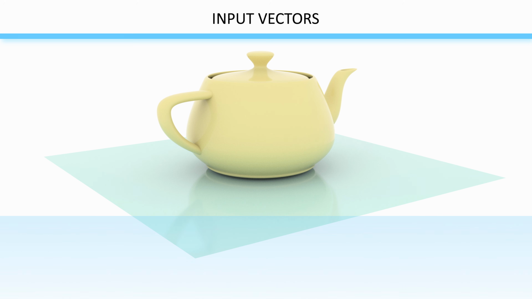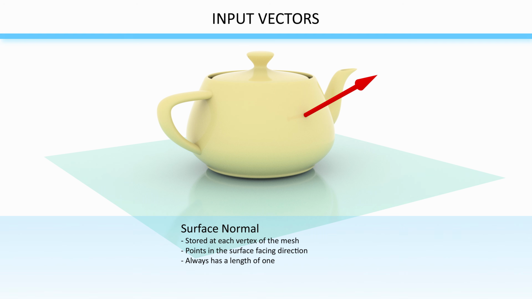In computer graphics, we use vectors to find out important information about the scene, like how far from the camera an object is, or what direction the surface is facing, and whether or not an object should be lit by a light source. Today we're going to talk about 3 main vectors. The first is the surface normal. A surface normal, or often just called a normal, is a vector that's stored at every vertex of the model.